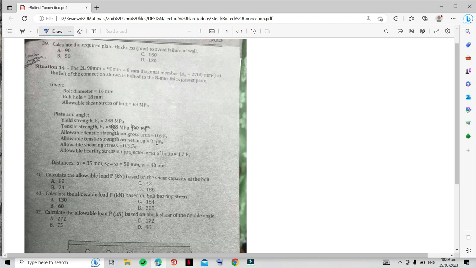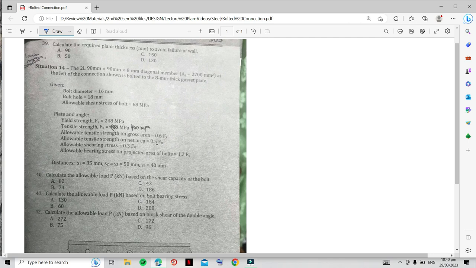Okay, today we are solving bolted connections from board exam May 2016. The 2L 90 by 90 by 8 mm diagonal member with the gross area of 2700 mm squared at the left of the connection is shown, bolted to an 8 mm thick gusset plate. The given bolt diameter is 16 mm, the bolt hole is 18 mm, and the allowable shear stress of the bolt is 68 MPa. There are other parameters given here, like the yield strength of steel and the tensile strength.